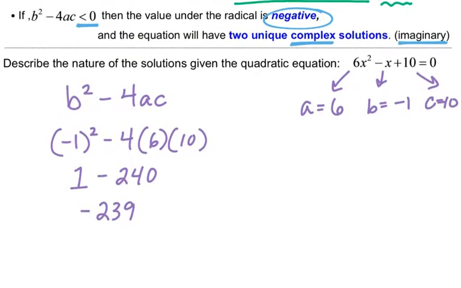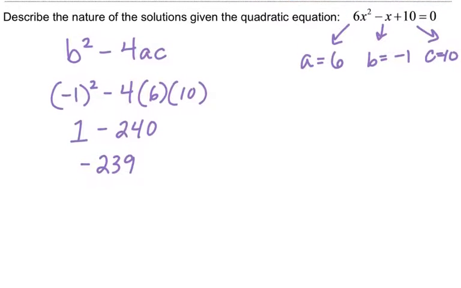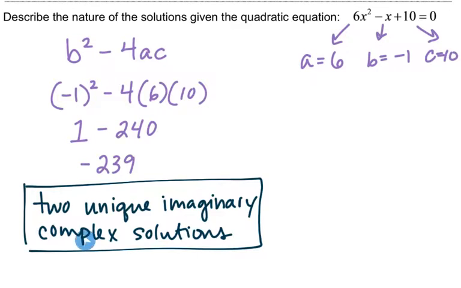So our discriminant is negative. What does a discriminant value being less than 0 tell us the solutions of this quadratic equation will look like? We know that we're going to have two unique complex solutions. That means we are going to have two imaginary solutions. And so that's the answer I would be checking on the homework. We have two unique solutions which are imaginary or complex.